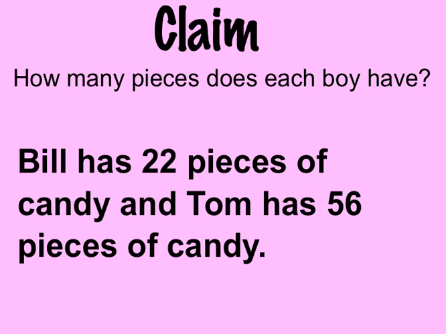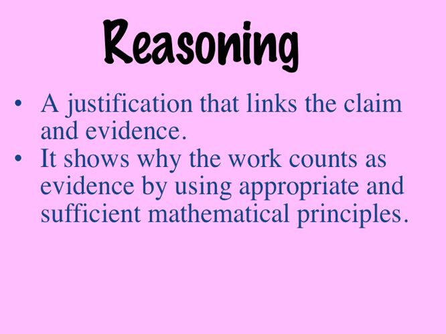Now this is much better than just simply answering it, well, 22 and 56. Or Bill has 22, Tom has 56. 22 and 56 what? Pieces of candy. So this is a full, complete sentence, and this is what I would expect from you. So we have our claim, we have our evidence. Now we have to use our reasoning, which is a justification that links the claim and evidence. And it shows why the work counts as evidence by using appropriate and sufficient mathematical principles.